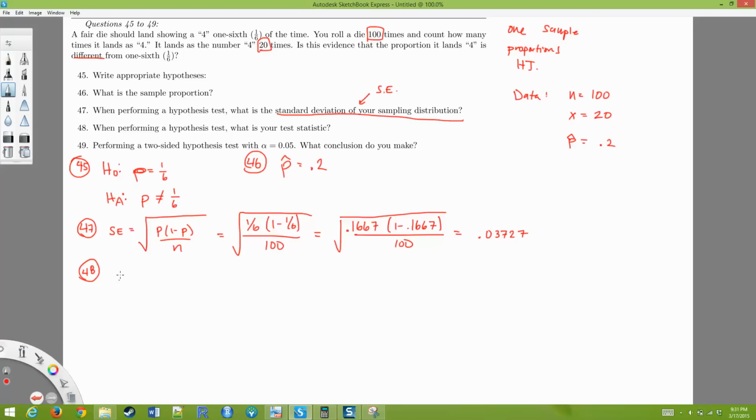Test statistic is, again, if you check the study guide, it'll say P hat minus P0 divided by the standard error. P hat is our sample proportion of 0.2 minus 1/6, which is what was in our null hypothesis. So I can leave it as 1/6, or I'm going to turn it into a decimal, 0.1667, divided by the standard error of 0.03727. I do that, I get a z-score of 0.89.